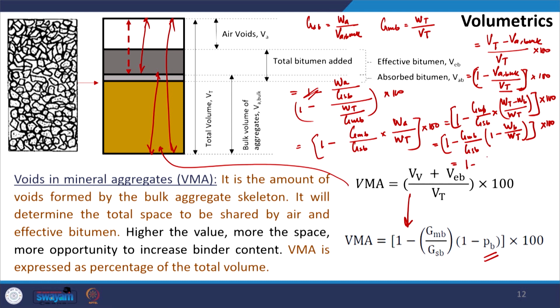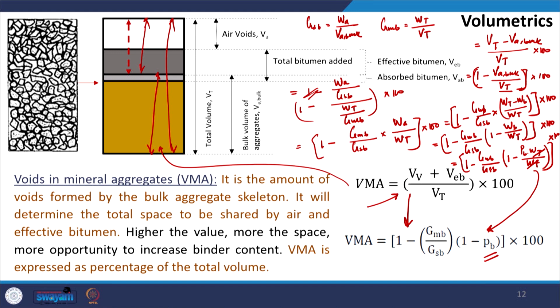Sorry for the less space here. 1 by GMB by GSB, 1 minus weight of bitumen, as I said, can be written as percentage of bitumen into weight of total mix divided by weight of total mix into 100. So here this gets cancelled, and what is written is actually equal to this, if you see. So, from the fundamental definition of VMA, or the definition based on volume of VMA, we can very easily derive the actual formula for the calculation of VMA using the measurable parameters, all right.